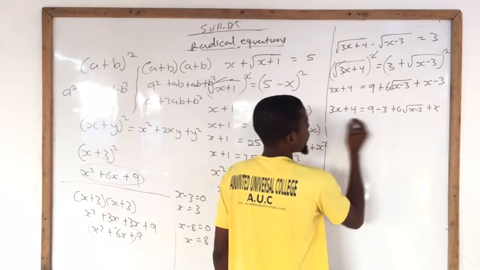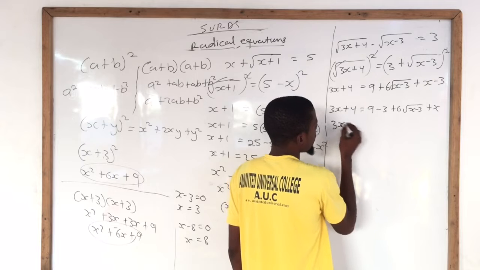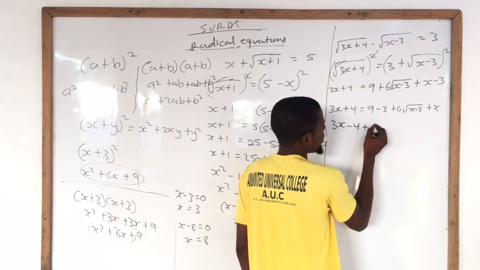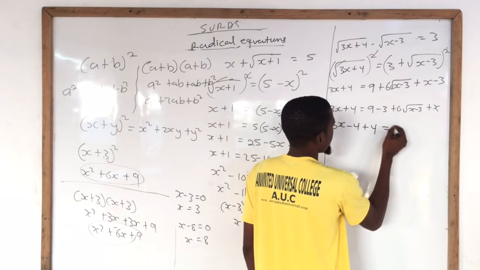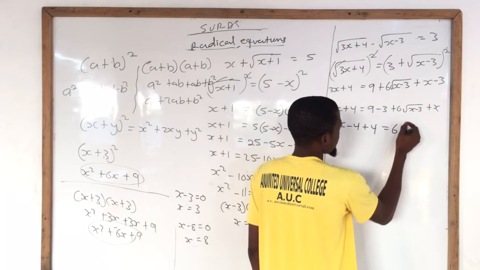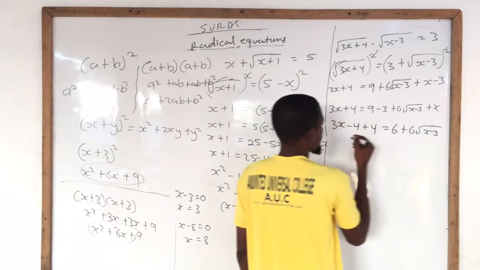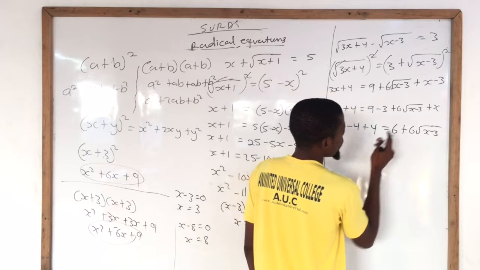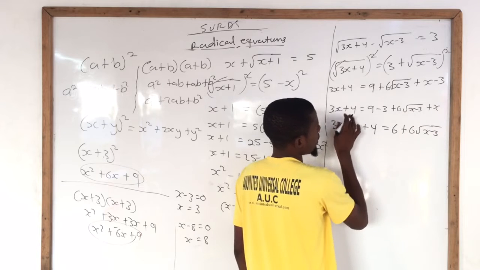So here, grouping like terms, we have 3x, if this comes here, minus x plus 4 equals 9 minus 3 is 6 plus 6 root of x minus 3. So at the end, sorry, this one is minus x. You know, when this one comes here, minus x plus 4.